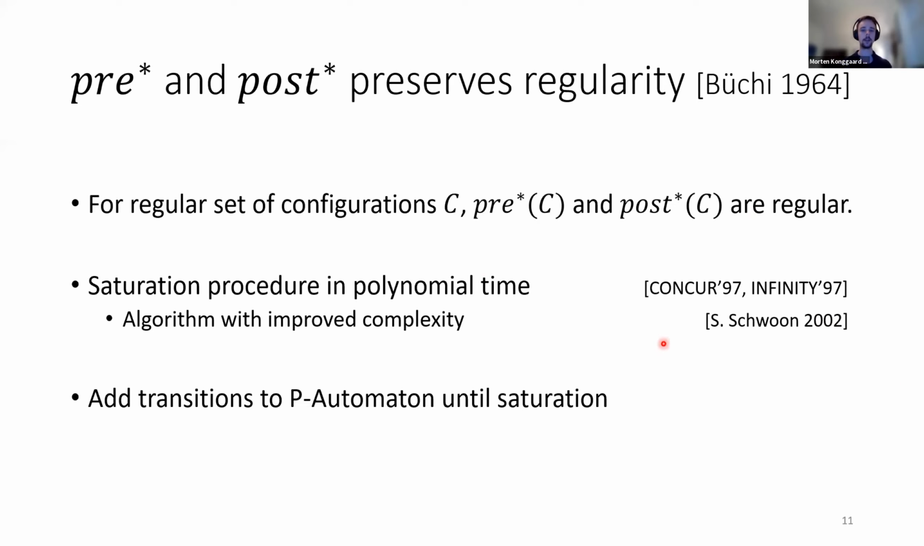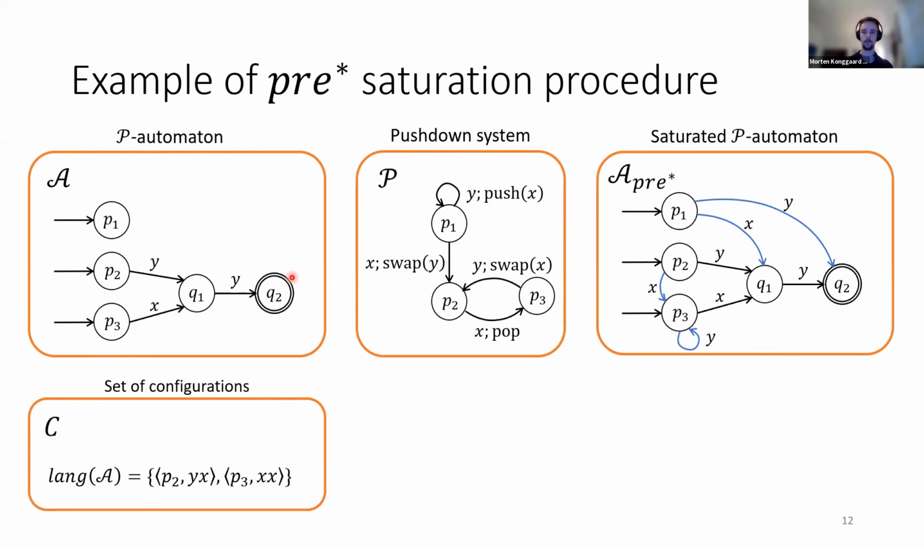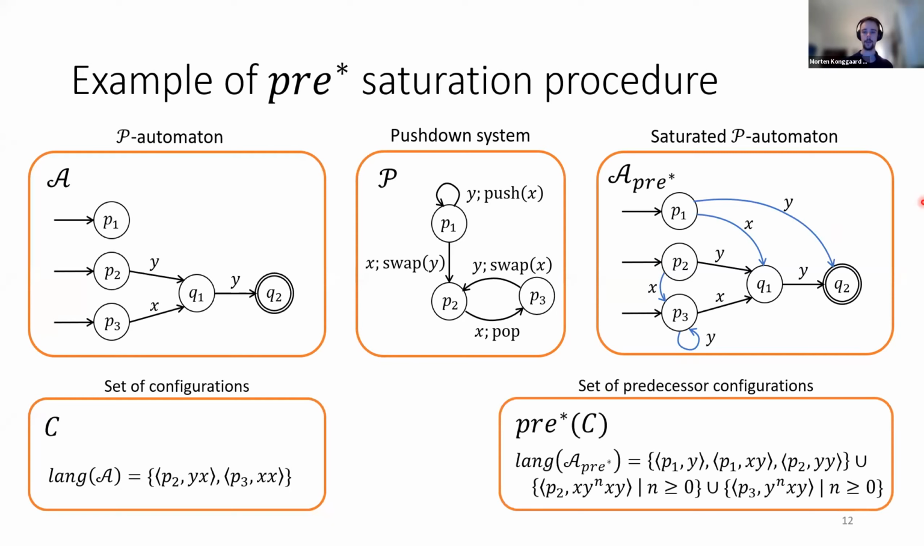And these algorithms work essentially by adding transitions to the P automaton using a few simple rules until it saturates these rules. So a small example, the same pushdown system, the same P automaton. Now the pre-star algorithm, without going into detail of how it does this, adds these transitions to the automaton, and now this automaton accepts exactly the predecessor configurations of this original set.